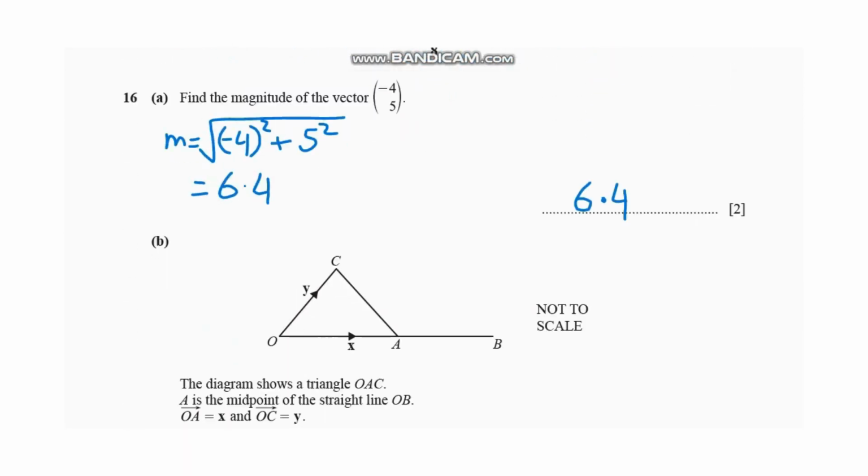Question 16 states find the magnitude of vector -4, 5. So basically magnitude of a vector uses the Pythagoras theorem. So you have to use the Pythagoras theorem, which is m is equal to square root of a square plus b square. So over here minus 4 square plus 5 square will be the square root of 41, which is 6.4. So the final answer will be 6.4.